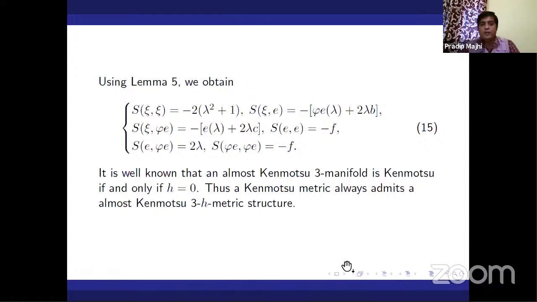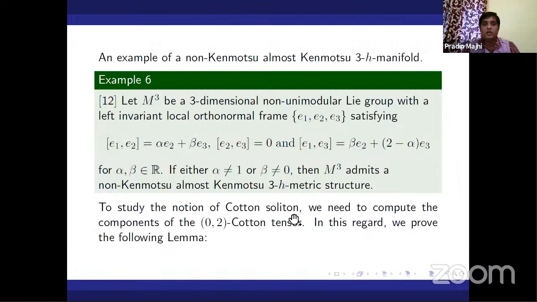It is known that an almost Kenmotsu 3-manifold is Kenmotsu if and only if h equals 0. In our case, if h equals 0, then nabla xi h always equals 0. Thus a Kenmotsu metric always admits an almost Kenmotsu 3-h structure. Now an example: we are considering a non-Kenmotsu almost Kenmotsu structure. Here is Example 6 of a non-Kenmotsu almost Kenmotsu 3-h manifold.